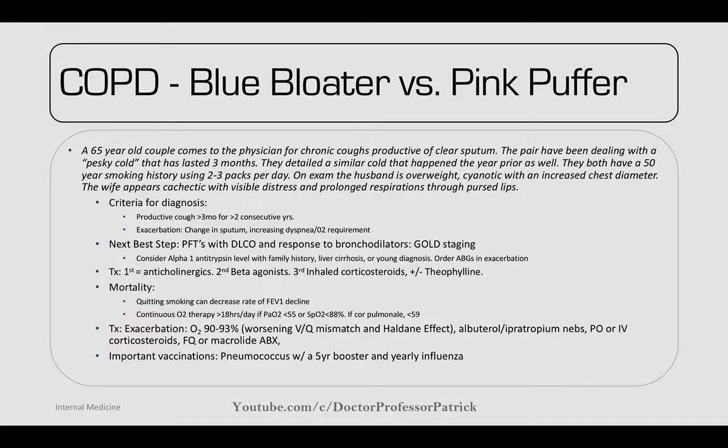So the criteria for diagnosis of COPD, you want a productive cough for greater than 3 months for greater than 2 consecutive years. An exacerbation is going to be a change in their sputum, an increase in dyspnea or O2 requirements. So the next best step for these two that come in is PFTs with a diffusion of CO2 in response to bronchodilators. This is how we can GOLD stage them. Consider alpha-1 antitrypsin levels if there's a family history, liver cirrhosis, or young diagnosis. And then if they're in exacerbation, we also want to order ABGs.